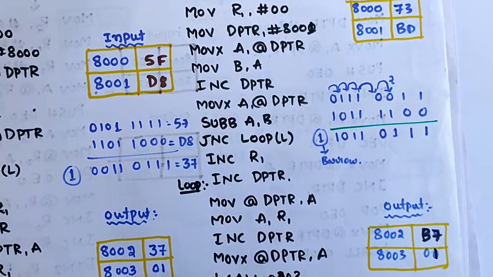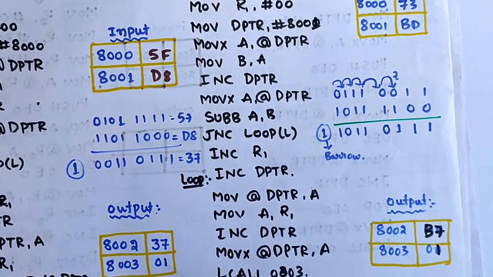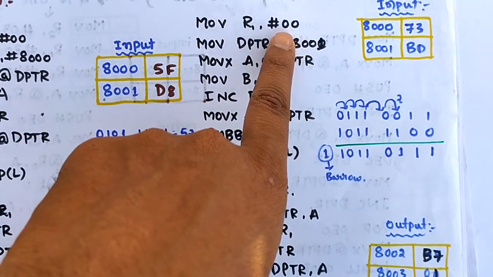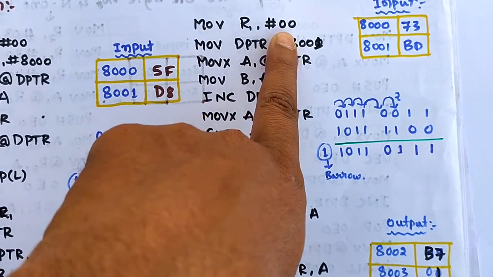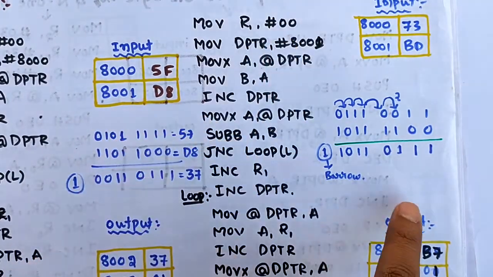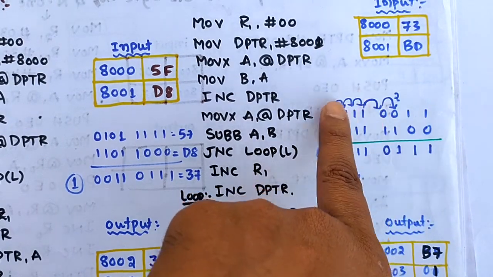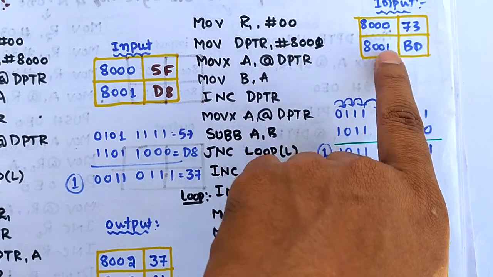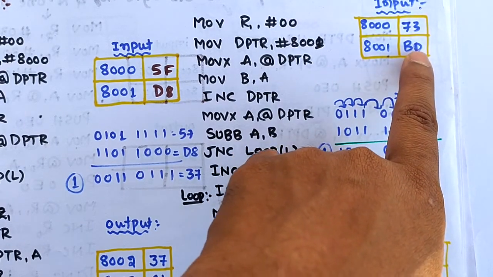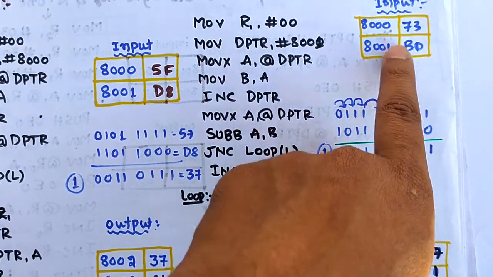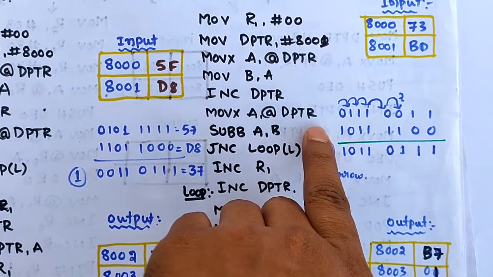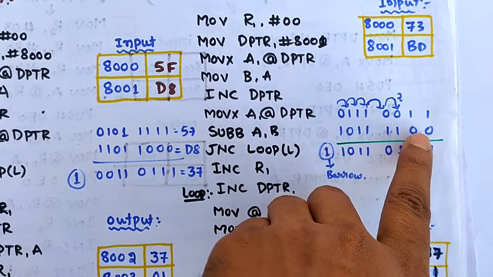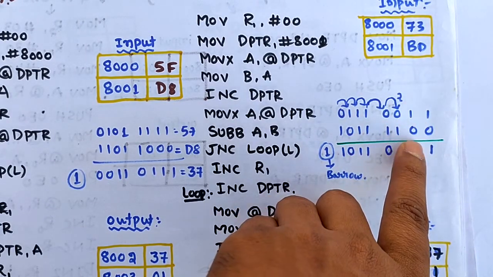Similar program for subtraction. Subtraction also we need to perform the same way. Here also we need to initialize the carry, but instead of carry we are using the borrow. Here is the manual calculation of the binary subtraction of the two input bytes. In the 8000 location I have selected 73, in 8001 BD, and these two values I am going to subtract. So this is 7 3 and this is B and this is D. I am going to subtract this value.